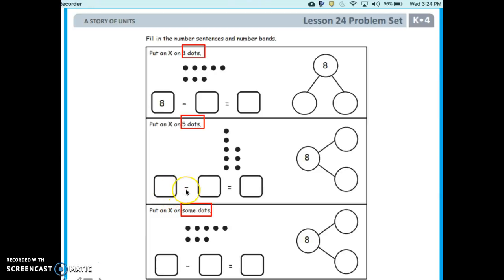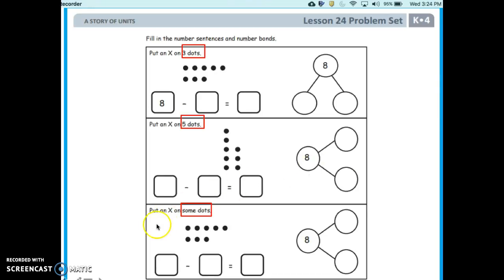Now 8 take away, you had to take away 5. So what number is going to go here? 8 take away 5 equals how many are left? Put your number there. I'm not going to tell you this time. You got to figure it out. Please come over here now and fill in your number bond. So what 2 numbers did you use to make 8?